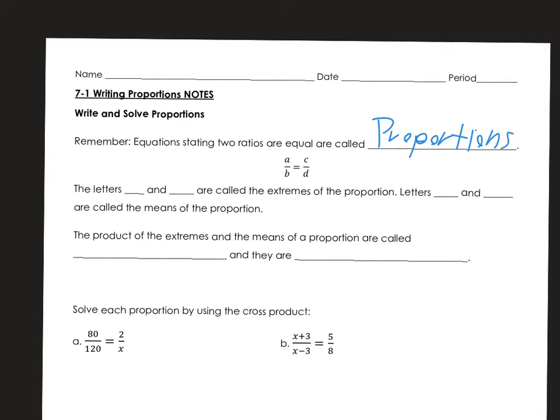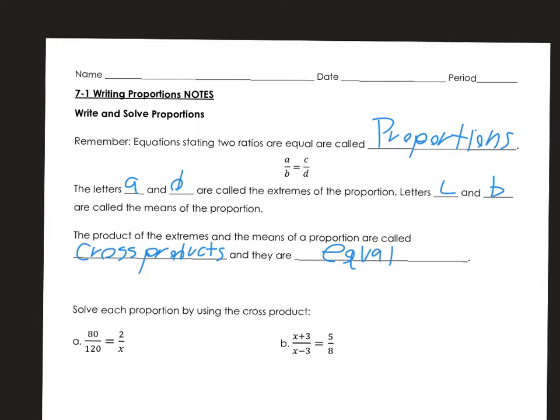There exist within these proportions specific relationships between different ends. Letters A and D are known as the extremes of the proportion, while letters C and B are known as the means or the averages of the proportion. The product of the extremes and the product of the means is known as the cross product. And cross products of proportions must be equal to each other.